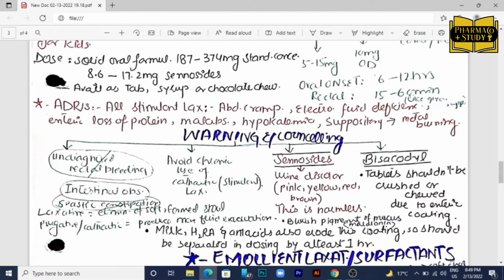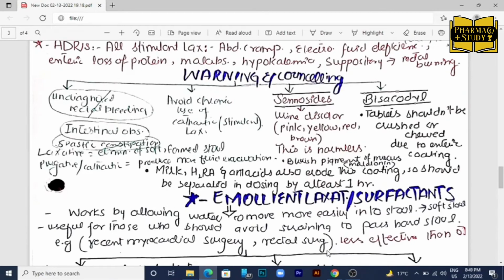So this is not to be given with the bisacodyl tablet. It is to be released in the intestine, so it should be separated in the dosing by at least 1 hour. If you have to give an H2 receptor antagonist or an antacid with the bisacodyl tablets, you should separate the dosing by at least 1 hour. So this is a very important counseling point about bisacodyl.